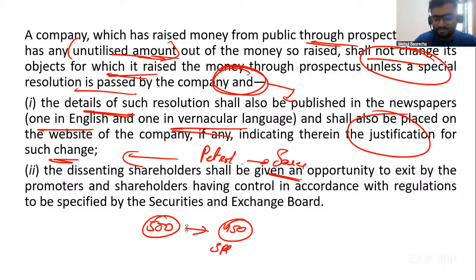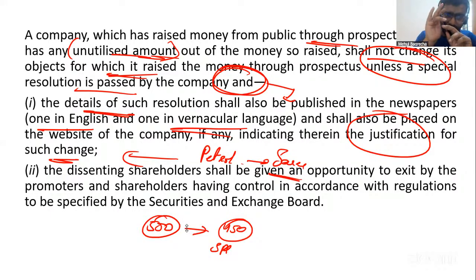Crystal clear with the concept, everyone? Everybody understood? Let's quickly run through this entire point once again. If I have raised money from the public by issuing a prospectus, that money is called public offer. I have to use it for XYZ purpose. Now, suddenly I realize that I don't want to do it for that XYZ purpose, and I have that unutilized amount with me. I want to use it for something else. Can I do so? Law says you can do so provided a special resolution is passed.